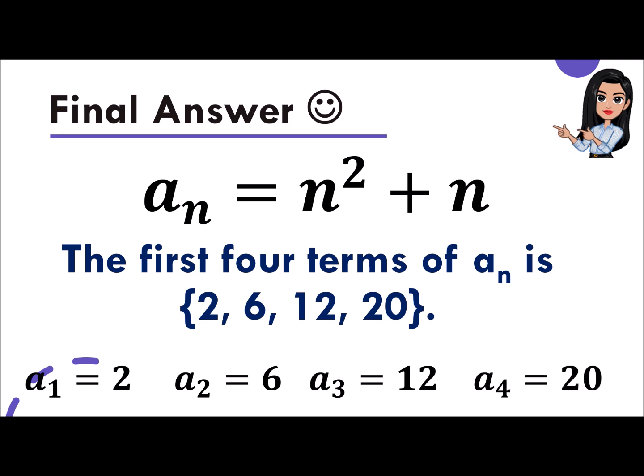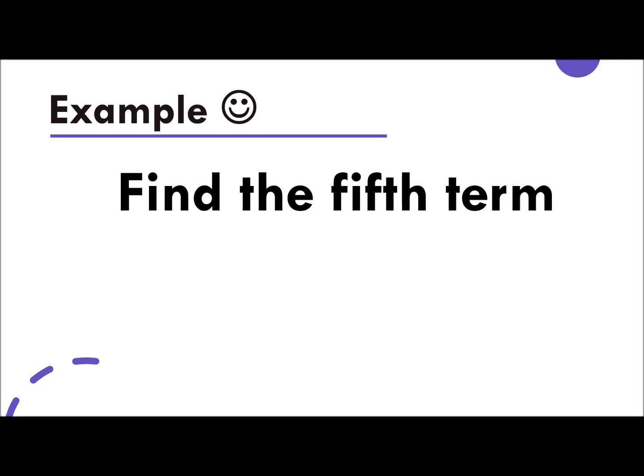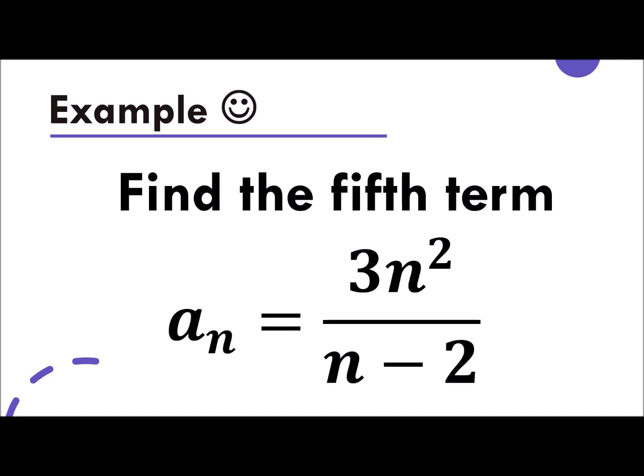Okay, very good, my dear students. So what if the question is looking for a specific term? What are we going to do now? So let's have an example. Find the fifth term of this a sub n is equal to 3n squared over n minus 2.